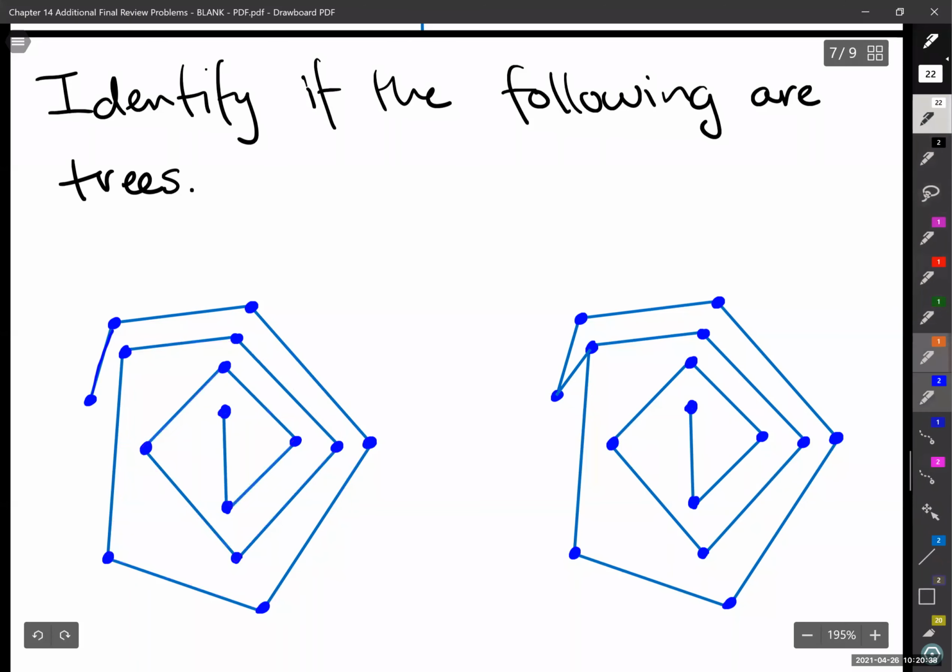And if it helps, just imagine, what if I got rid of this edge? Do we agree the graph's now disconnected? For any edge I choose, if I got rid of it, it would make our graph disconnected. So this is a tree.